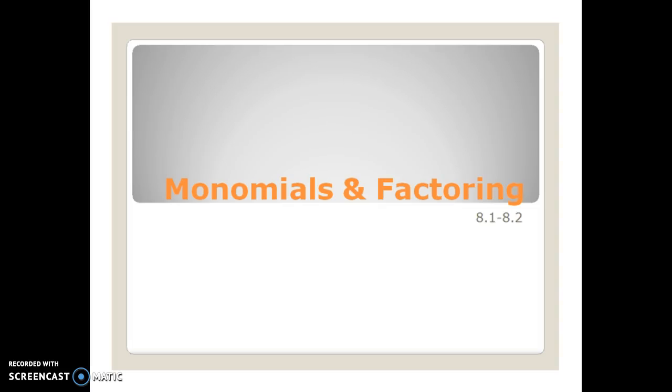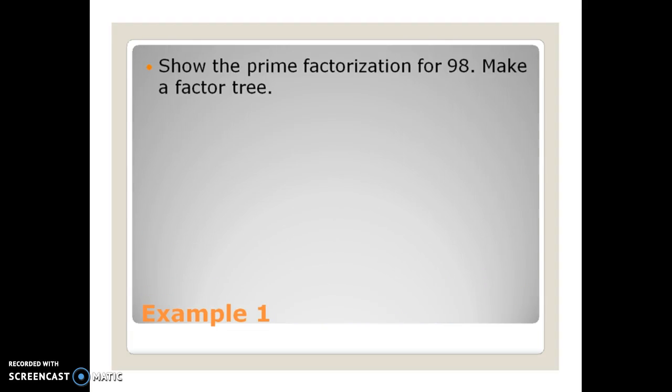Now we're going to start looking at factoring, and we're going to start with monomials and something called GCF factoring. So to begin with, let's review what it means to factor. When I'm trying to make a prime factorization or find the factors of something, I'm looking for what multiplies to get to my answer or my product.